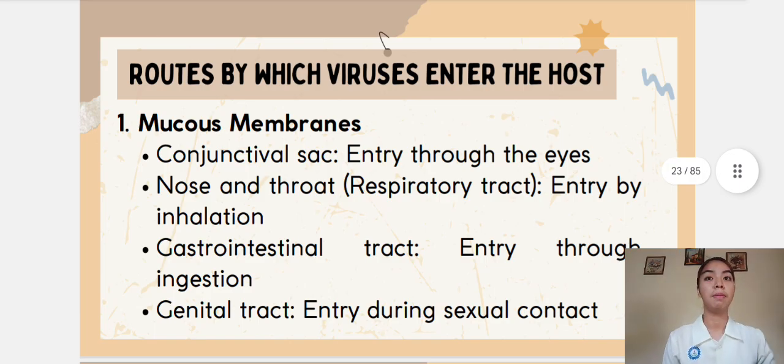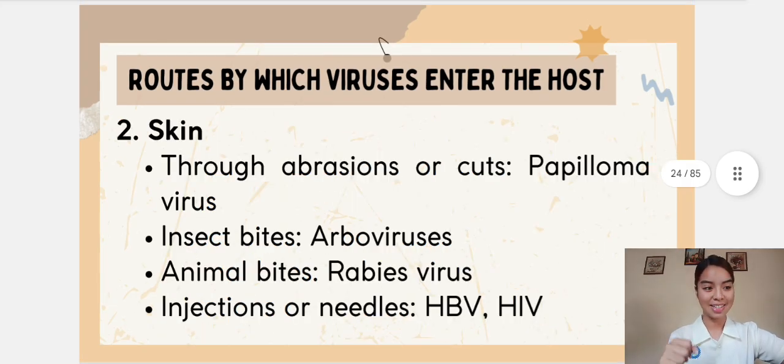First we have the mucous membrane. We have here the conjunctival sac. The entry point is through our eyes. Next we have our nose and throat, which is the respiratory tract. It enters by inhalation. And next is the gastrointestinal tract. It enters through ingestion. Number 4, we have the genital tract. Entry is during sexual contact. So we are done with the mucous membrane. Let's move on to the next slide.